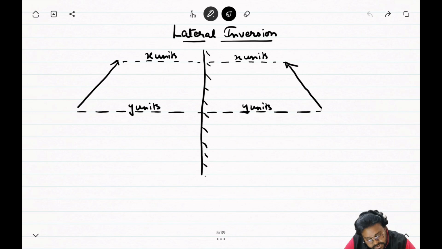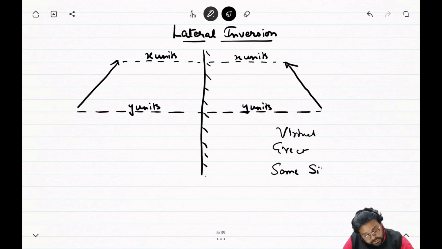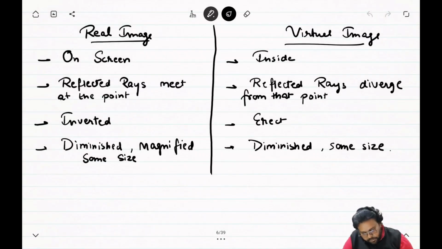Now the image is inverted. That means it was like this, and now the image is like this. So the image we got is virtual, erect in a plane mirror. Erect means it's upwards, same size, but laterally inverted. And this lateral inversion is a phenomenon in which the image gets inverted. Now talking about the image, there are two types of image. One is real image, one is virtual image.